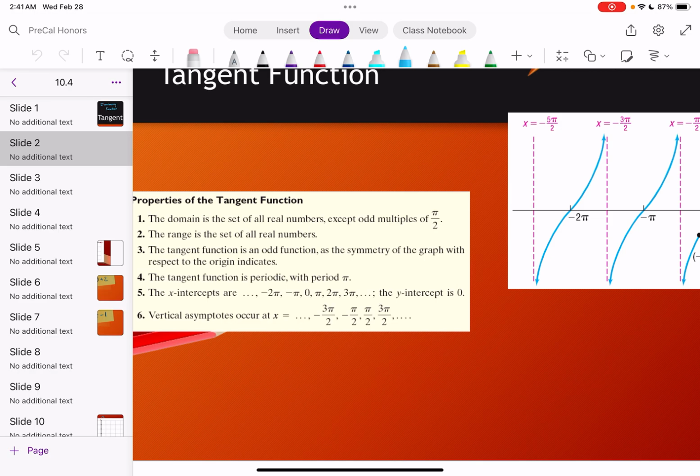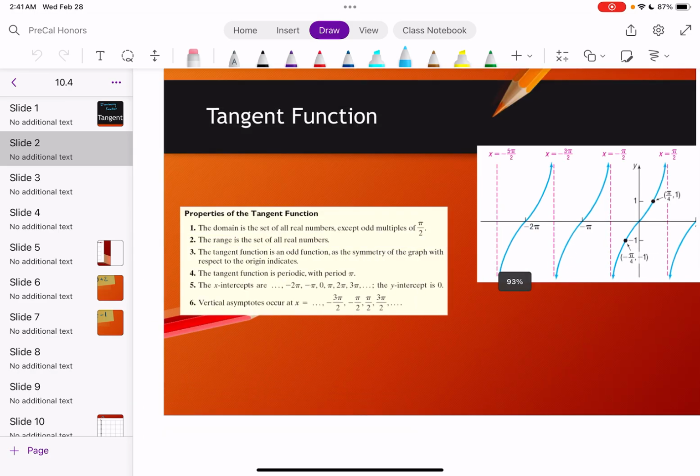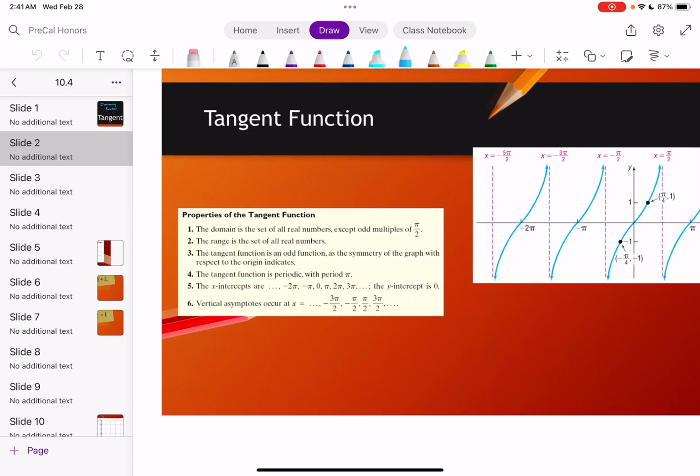So in slide 2, we have both the properties and an example of what a tangent function would look like. We begin with the most important parts, which would be understanding the domain, range, and the function of how it looks, as well as its period.